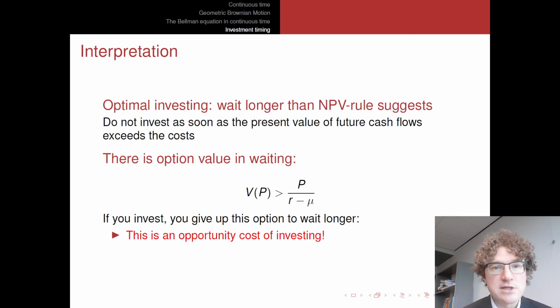So the interpretation is indeed that optimal investing means waiting longer than the NPV rule. You don't want to invest as soon as the present value exceeds the cost, but you have to take into account this option value. The value of keeping the option is actually more than what you get if you exercise it right away. And if you invest, you give up this option value. So that is an additional cost, an opportunity cost in this case, to investing.